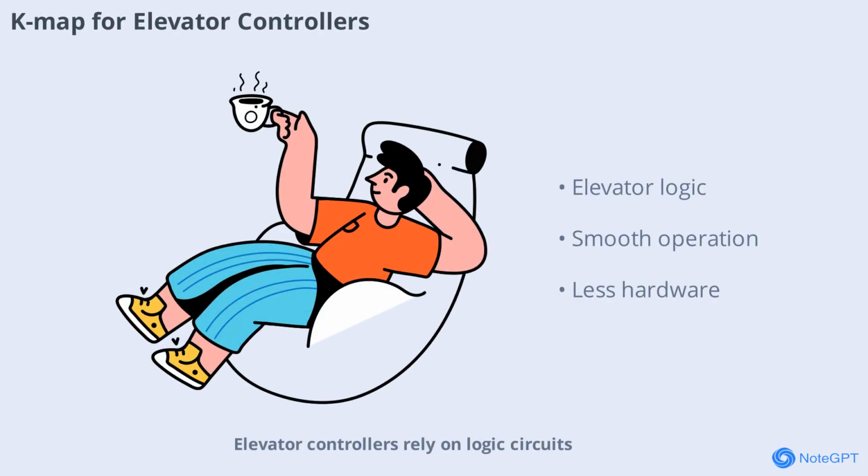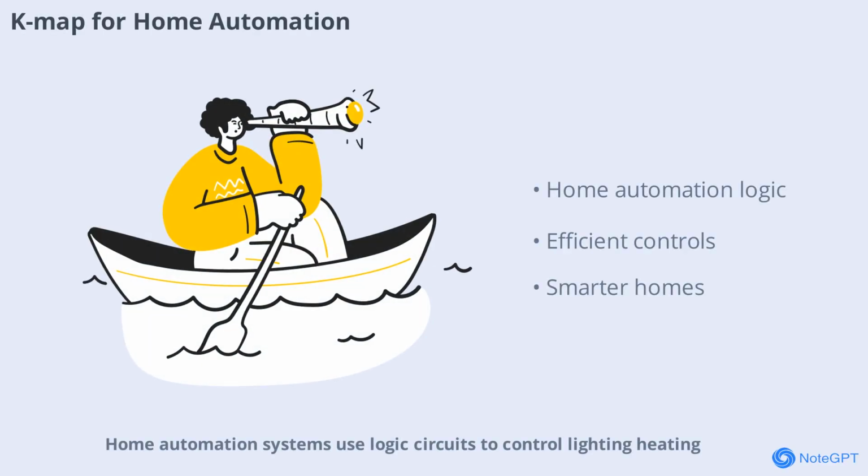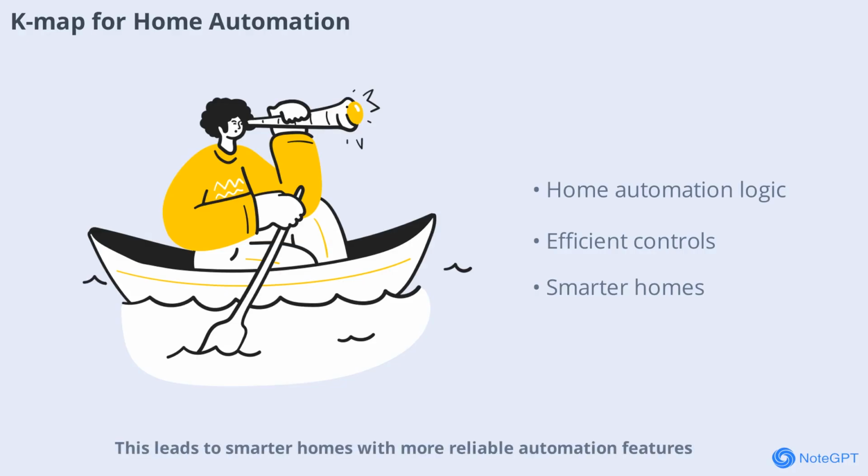Elevator controllers rely on logic circuits to manage floor selection and movement. K-maps help minimize the logic needed for these decisions, resulting in smoother operation and reduced hardware complexity. This is particularly valuable in modern high-rise buildings. Home automation systems use logic circuits to control lighting, heating, and security. K-maps can simplify the logic for these controls, making the system more efficient and easier to expand. This leads to smarter homes with more reliable automation features.